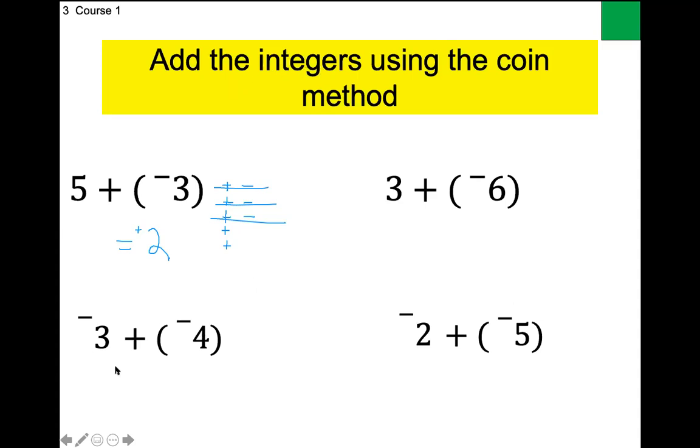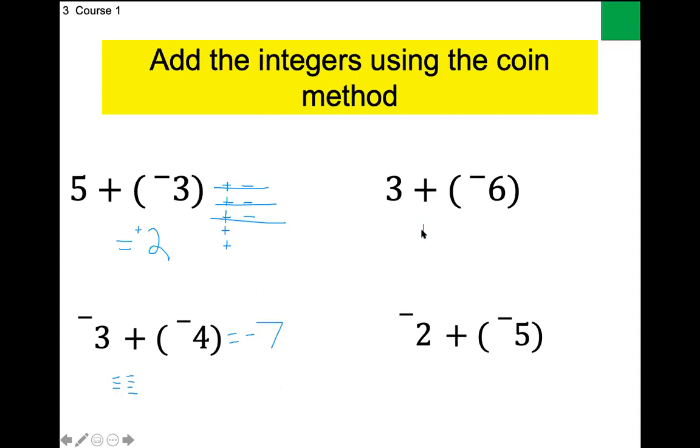All right, there's your 30 seconds. Let's see. I need 3 negative, 1, 2, 3, and I need 4 negative coins. 1, 2, 3, 4. Nothing cancels. Cancel means that you have a combination of plus and a minus. I have nothing but negatives here. So I have 1, 2, 3, 4, 5, 6, 7 negative coins. So that's going to equal -7.